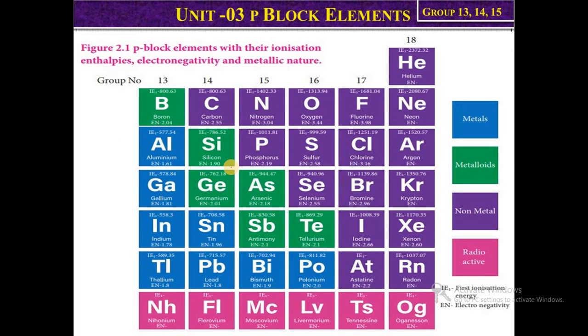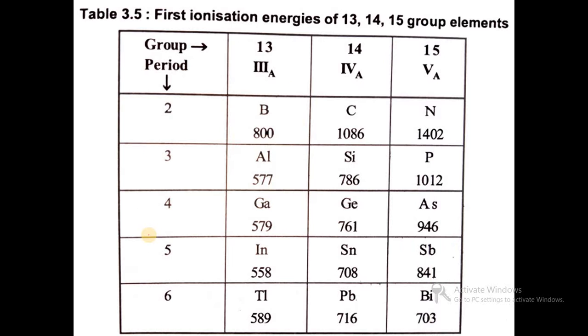Now in groups 13, 14 and 15, what is the trend of ionization energy down the group? Boron has a small size as compared to aluminum, gallium, indium, thallium. For a small size we require large energy to remove outermost electrons. So boron shows high ionization energy, while thallium shows low ionization energy. That is, ionization energy goes on decreasing from top to bottom. So this is the trend of ionization energy.